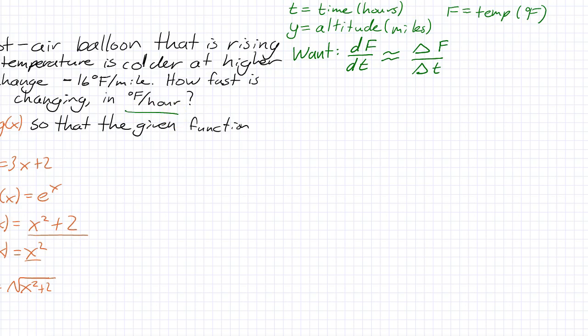But I want to write that all out with symbols. What is the change in F if the change in time is 1 hour? And if we find that change in temperature divided by change by 1 hour, that's going to be approximately the rate of change at that moment. And we can get this by saying, well, in 1 hour, what is the corresponding change in y, in the altitude?